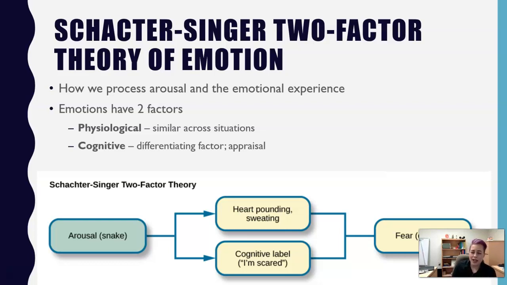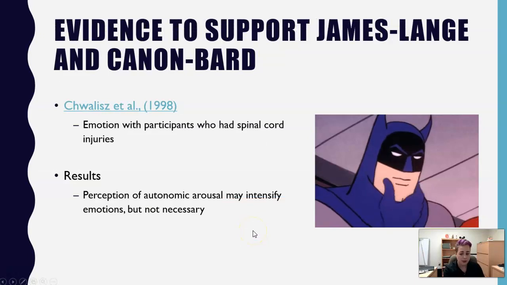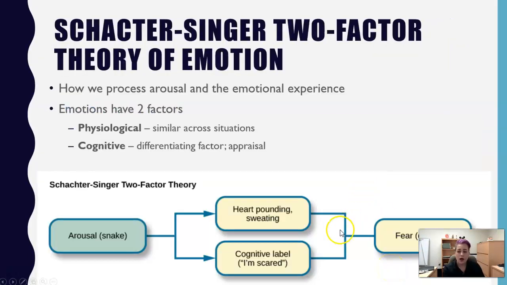But the Schachter-Singer two-factor theory of emotion, which I'll be honest, if I had to pick one that I favored, it would probably be the Schachter-Singer model, just because I think appraisal is an important part of understanding our emotions. And this is saying that we have that arousal factor. We have physiological cues and cognitive cues. So very much like the Cannon-Bard theory, right? Same components. But then we also have an additional step in how we process arousal and fear, how we take that label that we've created for it and how we appraise it will then lead to the emotion.